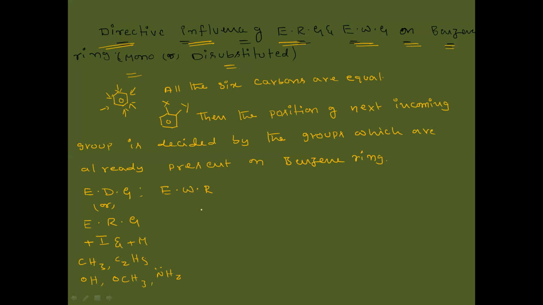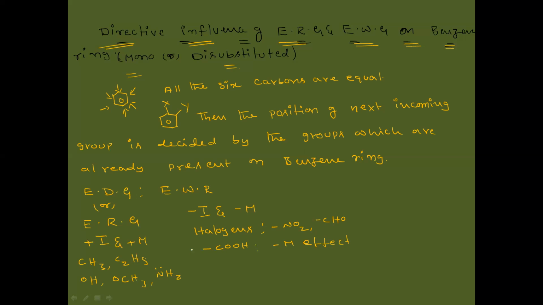And electron withdrawing groups will show minus I effect and minus M effect. As examples of minus I, you can say halogens. The halogens show minus I, and groups like NO2, CHO, COOH show minus M effect.